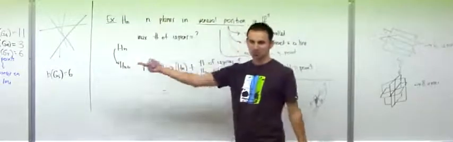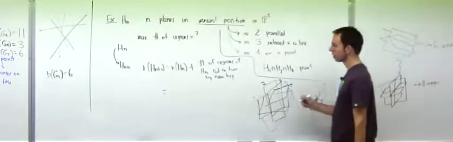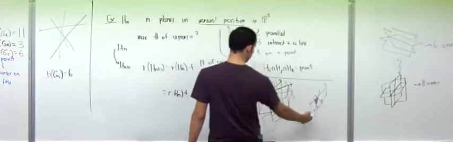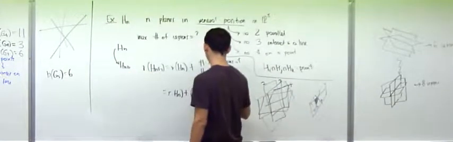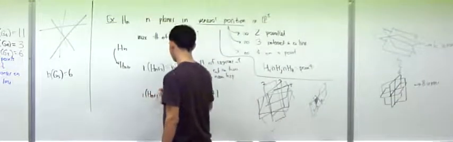It's exactly what we just did, right? So here you have n lines. And then the number of regions that you created here is n choose 2 plus n plus 1. Okay.